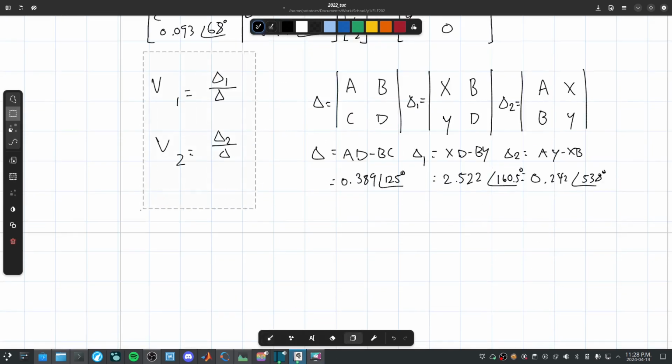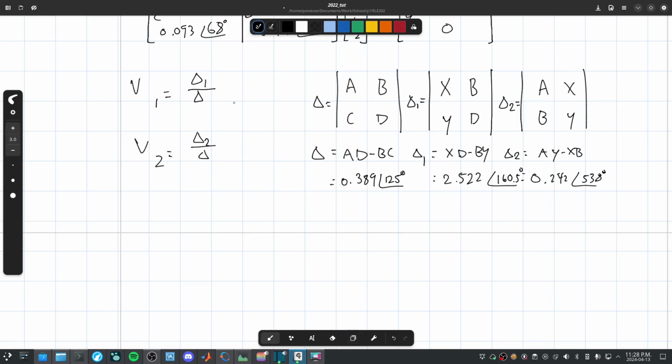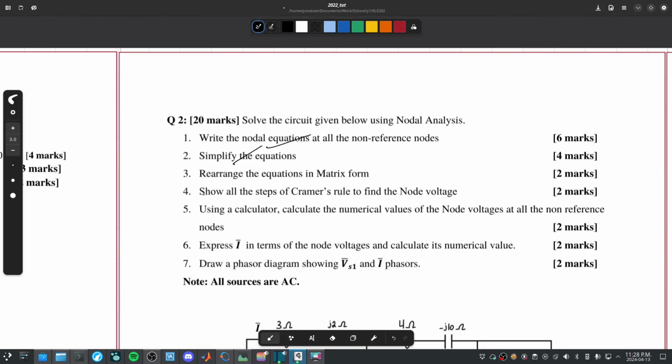That's it. We take this, let's move it to the side. Voltage 1 is 6.48 with a phasor of 35.5. And voltage 2 is 0.622 with a phasor of negative 71.2 degrees. It's all degrees. So, there you go. We have rearranged the equations in matrix form, we showed the steps of Cramer's rule, and we calculated the node voltages.